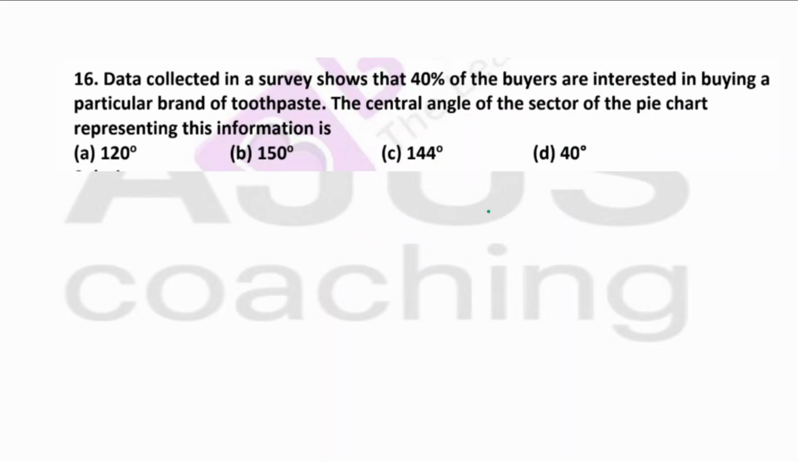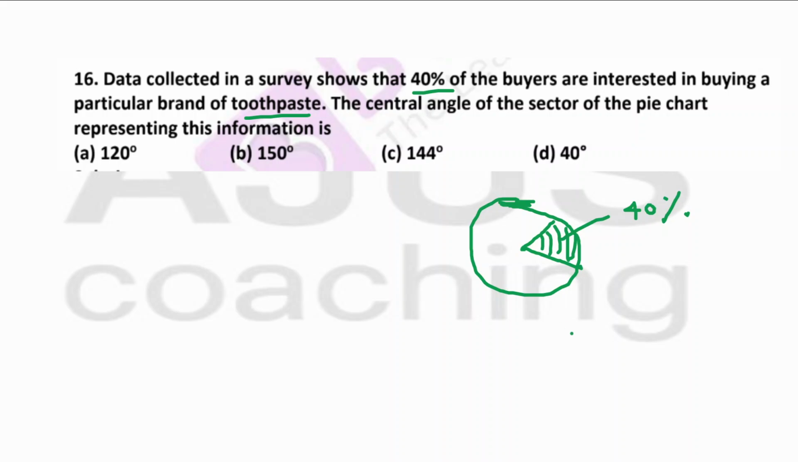Pause. Resume. Okay, let us solve this problem. Data collected in a survey shows that 40% of the buyers are interested in buying a particular brand of toothpaste. The central angle of the sector of the pie chart representing this information. So what they're saying is there is a pie chart, and let us suppose this is 40%. What is the central angle? 40% is this one.